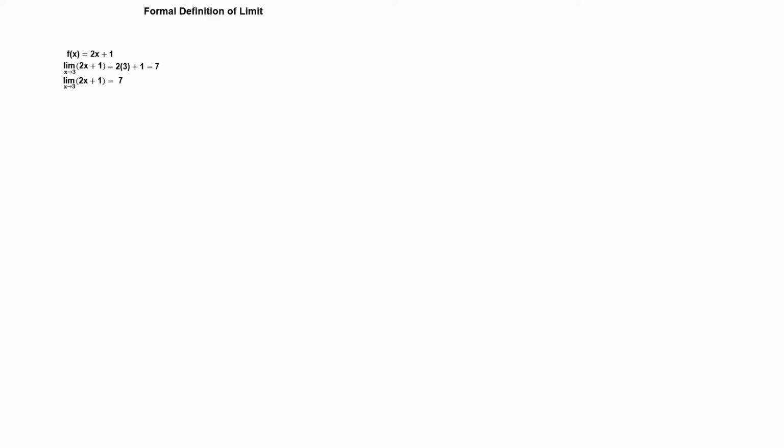Since the absolute value of x minus 3 is the distance from x to 3, the absolute value of f of x minus 7 is the distance from f of x to 7, and since epsilon can be arbitrarily small, the definition of a limit can be expressed in words as follows. The limit of f as x approaches 3 is 7 means that the values of f can be made as close as we please to 7 by taking x close enough to 3, but not equal to 3.